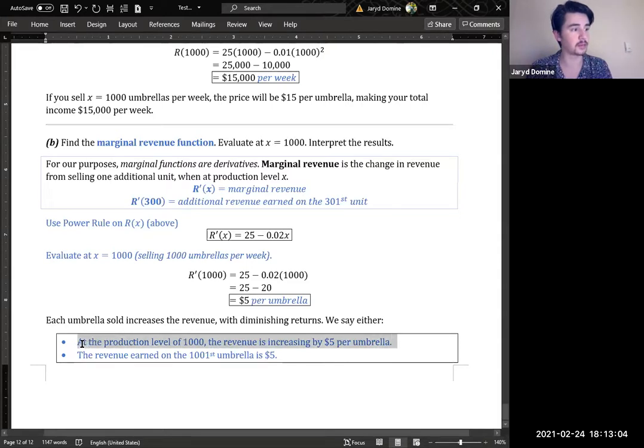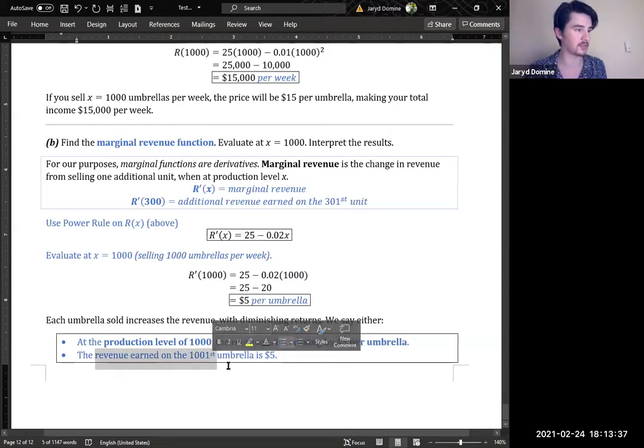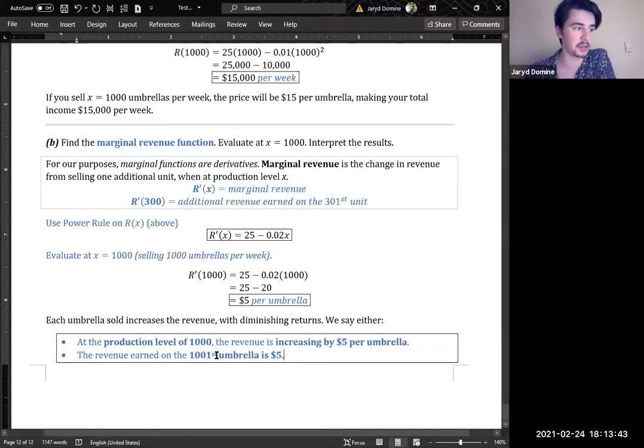The way that we say this is one of 2 ways. The first way is to say at production level 1,000, the revenue is increasing by $5 per umbrella. So this is the production level way to say it. Once we are producing 1,000, the revenue increases by $5 per umbrella. That's one way to say it. The other way is to say, like I said before, the revenue earned on the 1,001st umbrella is $5. So you can talk about this specific umbrella. The next one you sell will earn you an additional $5 in revenue. So that's the other way to say it.